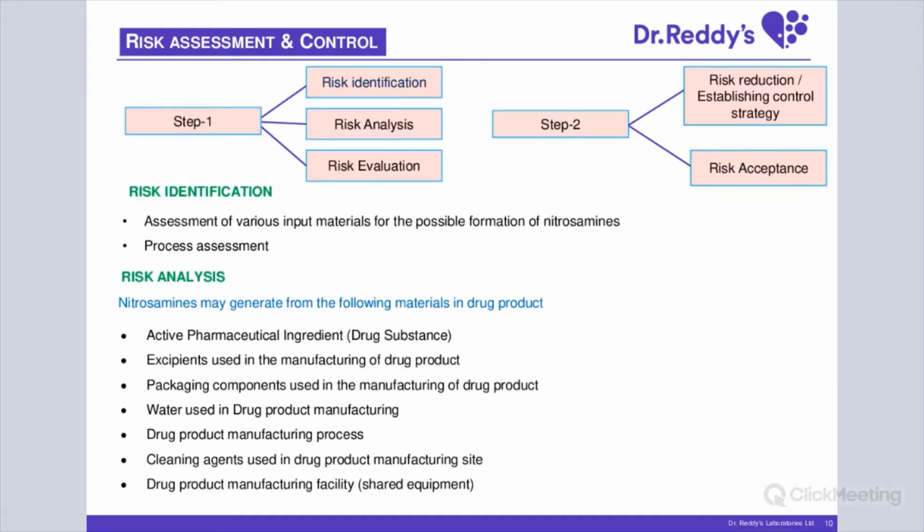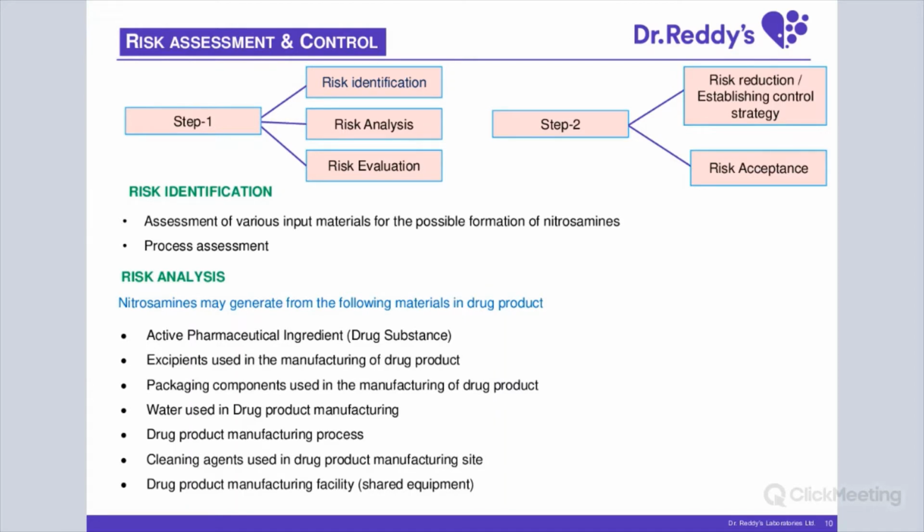Then, as a part of risk analysis, because the drug product contains various components, in addition to the active pharmaceutical ingredients, we use a lot of excipients which come from different manufacturers. We have the packaging components, we have the water we use in drug product manufacturing, we have the manufacturing components, and we have the cleaning agents we use in the drug product manufacturing facility. A lot of equipment is also shared. So a lot of assessment needs to be done with respect to each and every component, including API, excipients, packaging materials, and water, to make sure whether there is any possibility of nitrosamine formation, and this risk analysis should be very comprehensive.